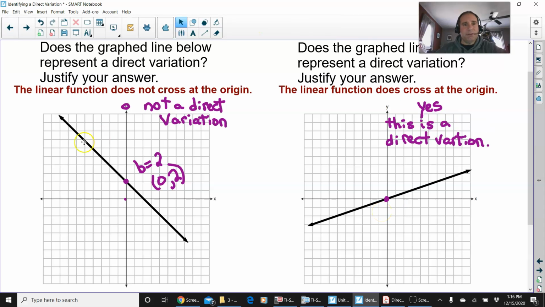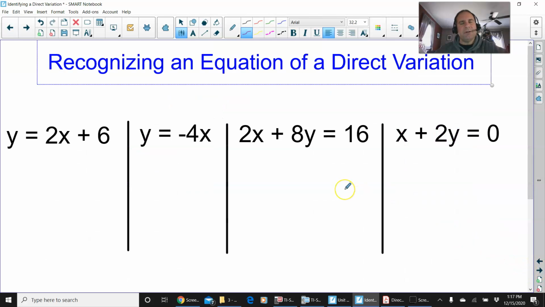And simply put, this does not cross at the origin. This is not a direct variation, it crosses there. And this is a direct variation because it crosses there at the origin. And that is it as far as the graphs go.